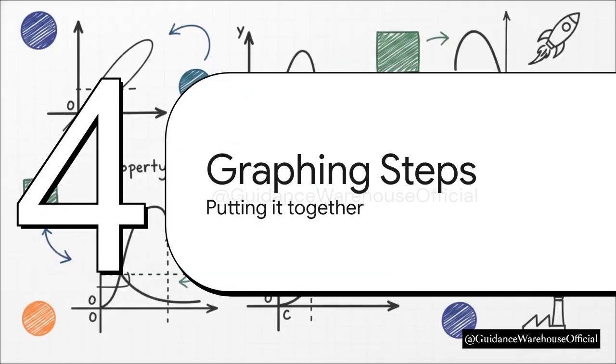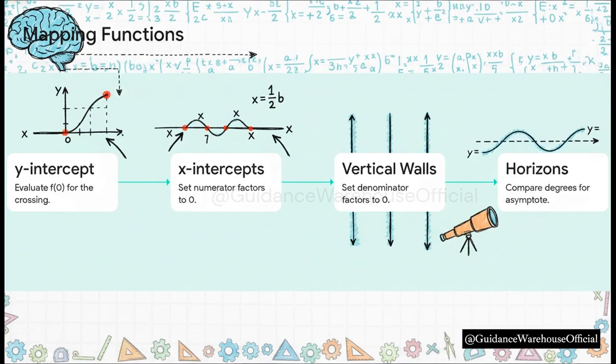Section 5, graphing step by step. Now that we understand these invisible boundaries, how do we actually sketch one out? Here's your go-to checklist for mapping any rational function. Step 1. Find where it crosses the y-axis by plugging in 0 for x.